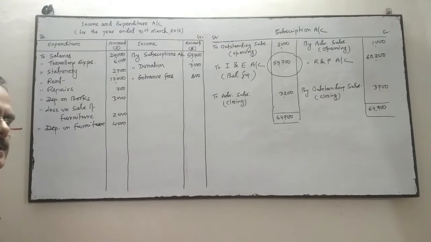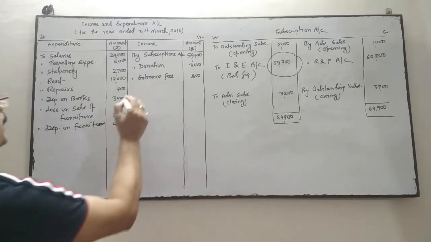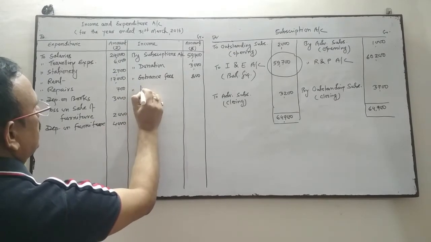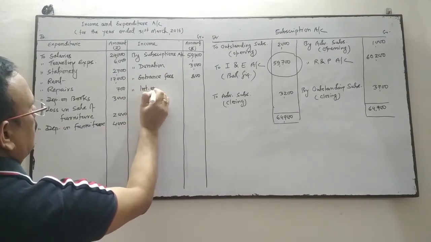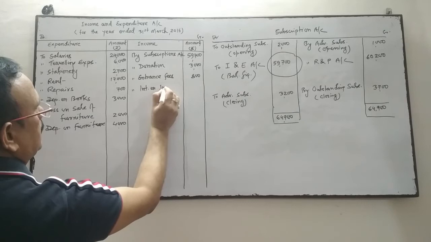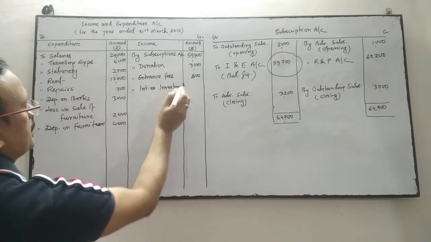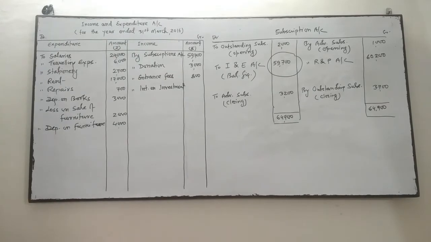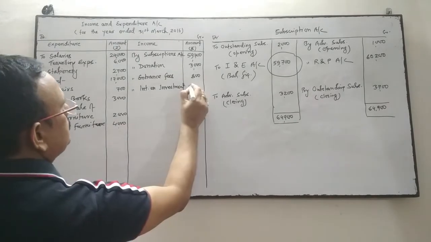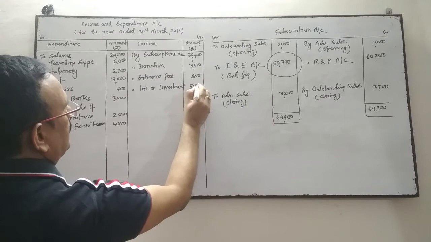Next is life membership fees. It's a capital receipt. This item will be shown in the balance sheet. Interest on investment. We'll write interest on investment. It's a revenue income. Interest earned on investment is 5,000.